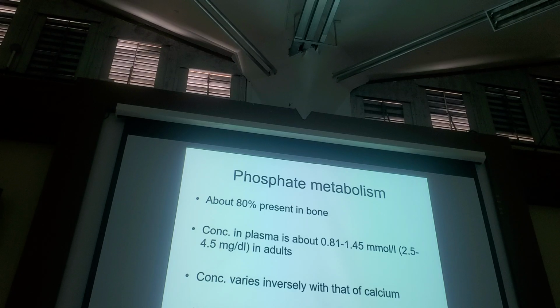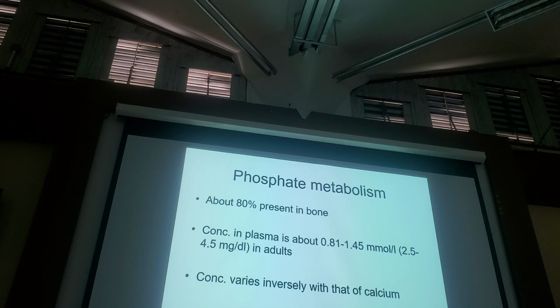So for phosphate, about 80% of it is present in bone. That's the concentration, which varies inversely with that of calcium. And I've just said that the product of their concentration is always a constant, about 70 thereabout. And when this value exceeds, say, about 100, then there is the likelihood of the formation of renal stones.